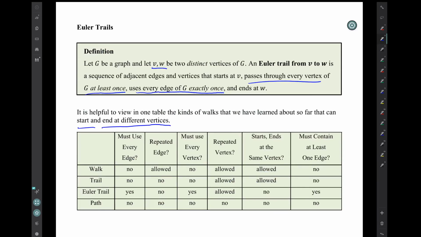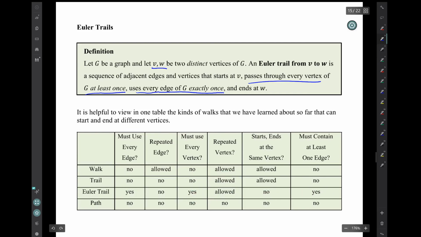Now let's consider Euler trails. Euler trails cannot start and end at the same vertex, and they have to contain at least one edge, obviously, because they don't start and stop at the same vertex. So that's a difference between a trail and an Euler trail. Euler trails have to start and stop at different vertices. Repeated vertices are allowed for both trails and Euler trails, but Euler trails must use every vertex, whereas a regular trail does not have to. And Euler trails must use every edge, whereas a regular trail doesn't have to.